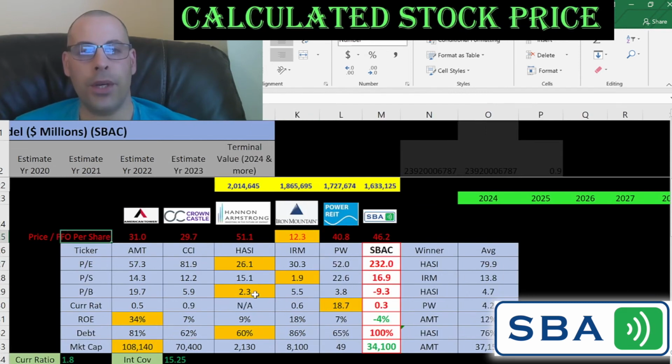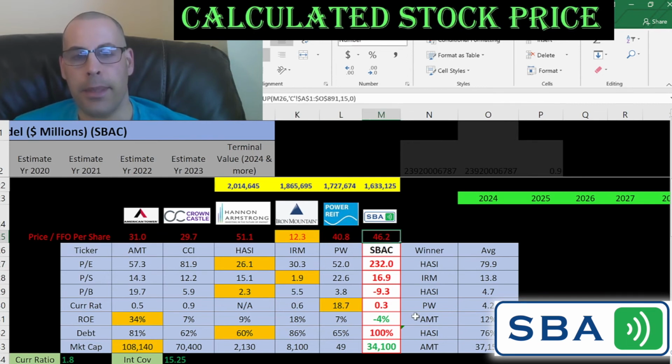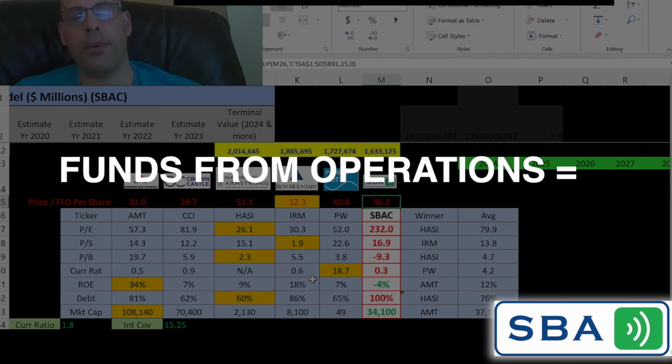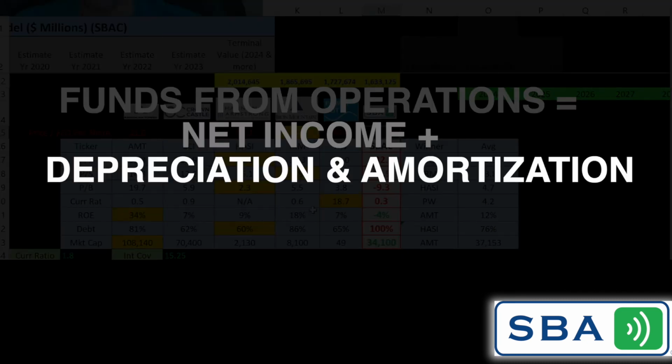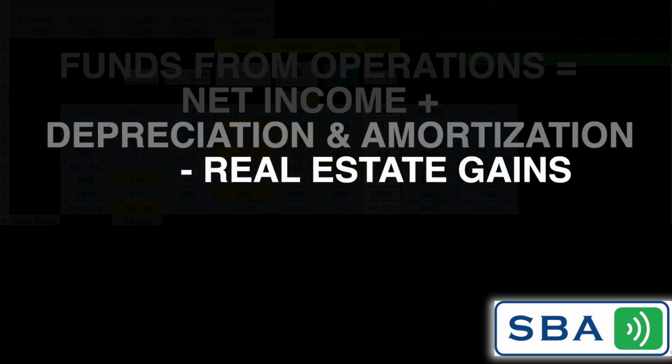A popular ratio to look at for REITs is price of stock over funds from operations per share. And the lower the better. Iron Mountain is doing the best in this category. SBA is doing almost the worst. Hannon Armstrong is the worst. So investors are paying $46 for $1 of funds from operations. Funds from operations is net income plus depreciation and amortization minus gain on sales of real estate.